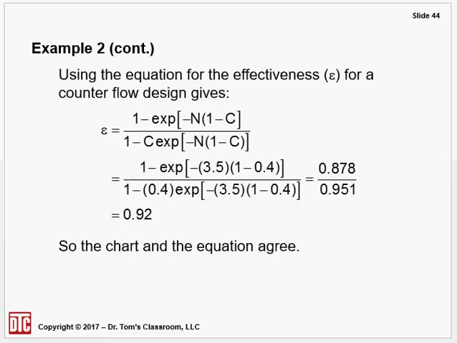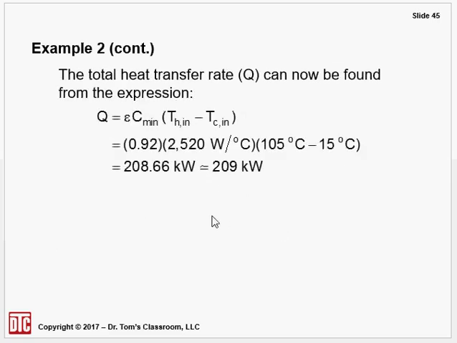Nice warm fuzzies there. Okay, so now we've got that, we can calculate the Q. We've got epsilon 0.92, the C minimum we've calculated already, 2520, and then the difference in the temperatures, 105 hot in minus the cold in, 15. Do that, and we get 208.66 kilowatts, which is approximately 209 kilowatts.